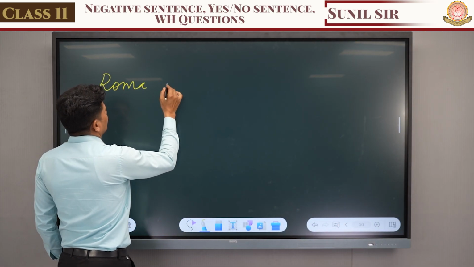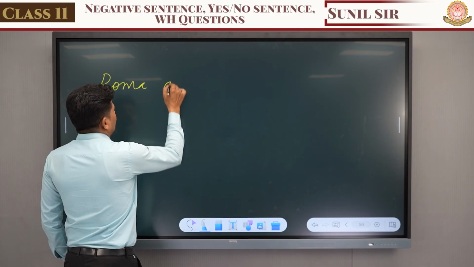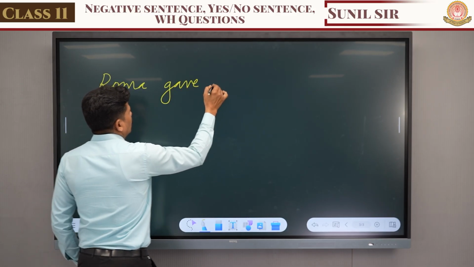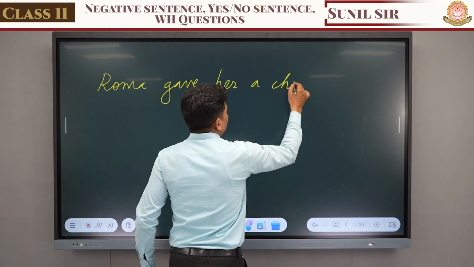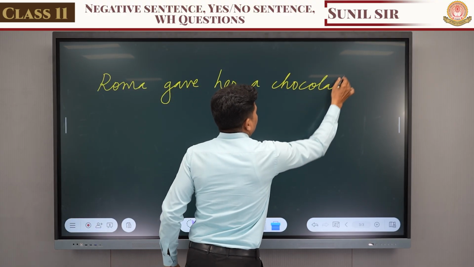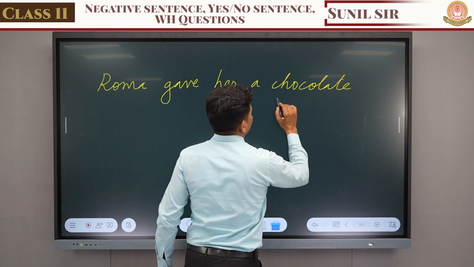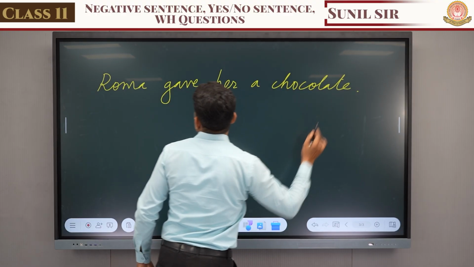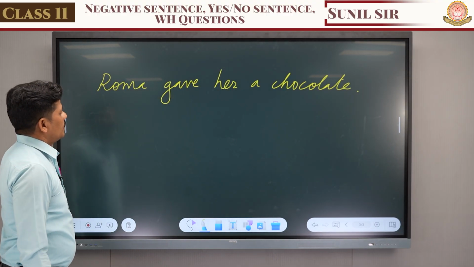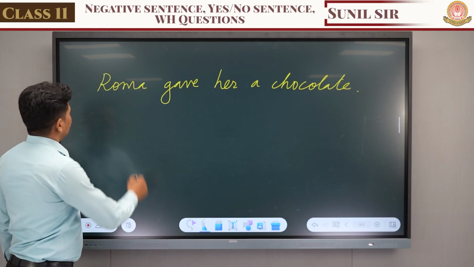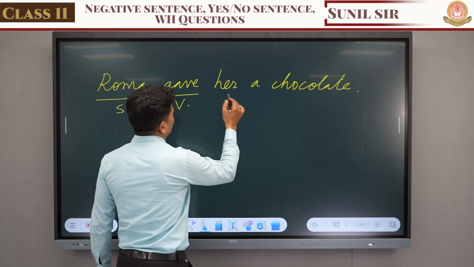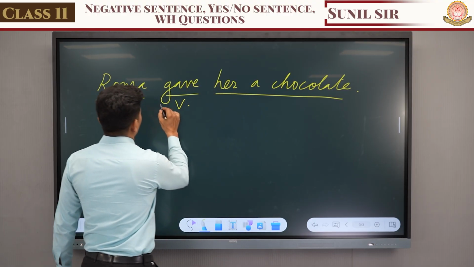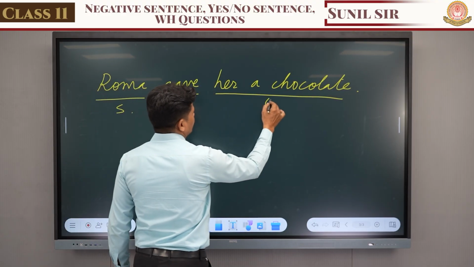Roma gave her a chocolate. Yes. Here we will just divide the sentence: subject, verb, that is the main verb, and object.